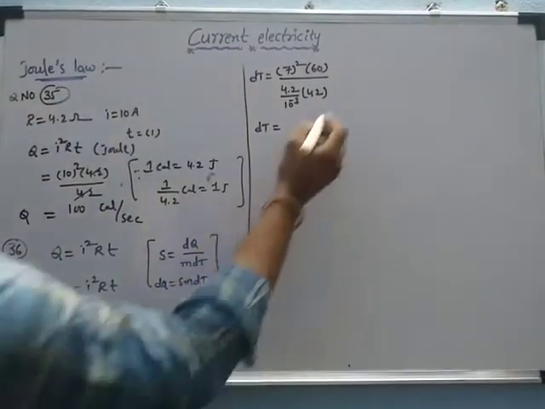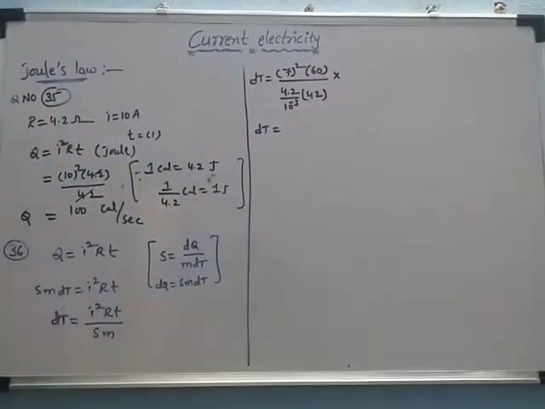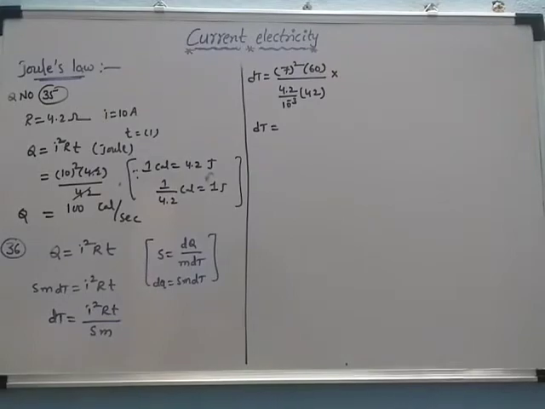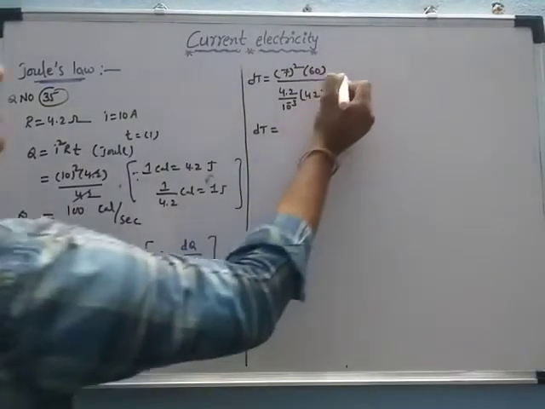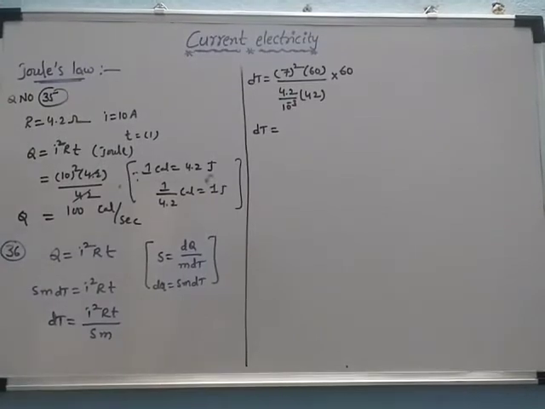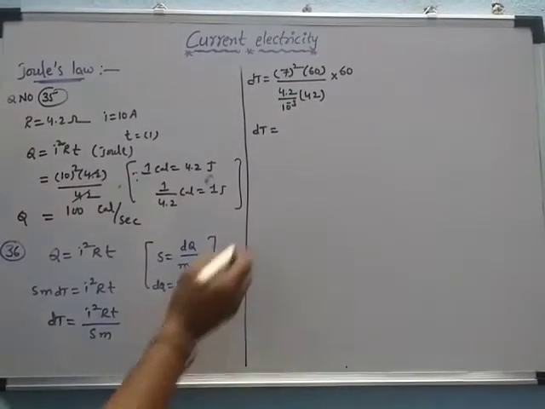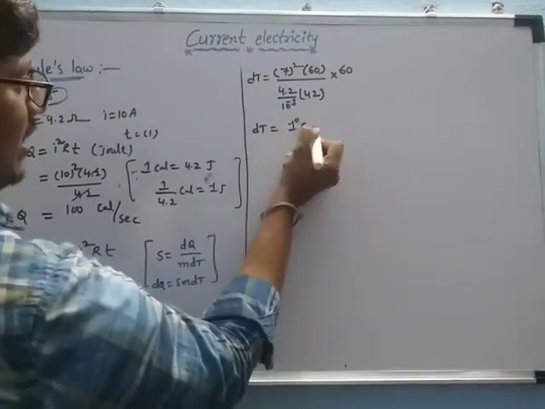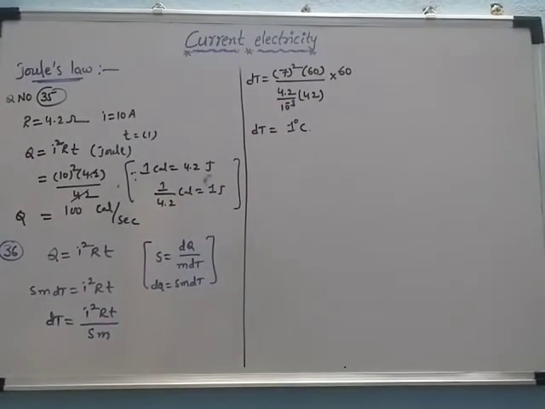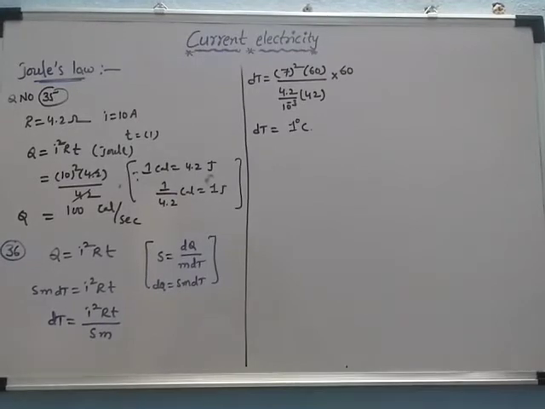The time is there. How much is there? The time is 1 minute. How much is given by the time per minute? Per minute is nothing but 60 seconds. Then the calculation we are getting is by the rising of temperature by 1 degree centigrade. How much can the temperature be risen by 1 degree centigrade?